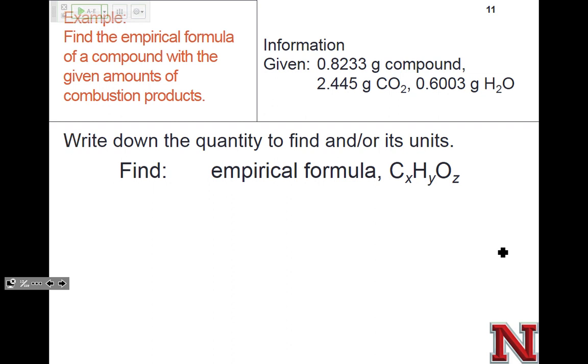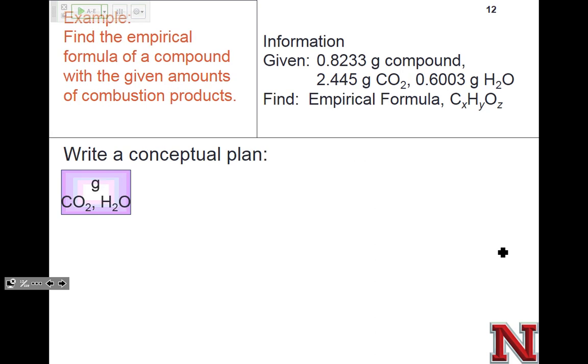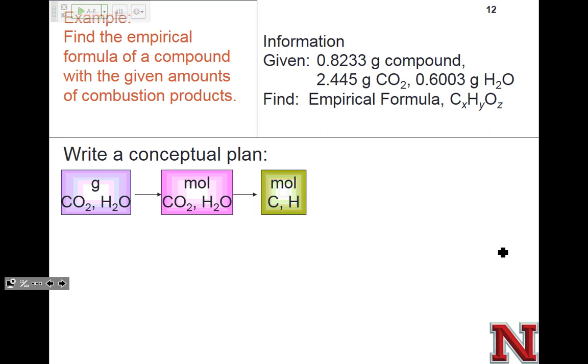So we're looking for our empirical formula. Our conceptual plan: we have our grams of CO2 and our grams of H2O. So we're going to convert that to moles of CO2 and moles of H2O separately. We're going to do those two different conversions. Then we can convert that to moles of carbon and moles of hydrogen because we have our molecular formula of CO2 and of H2O. So we have that relationship. And that's going to be our X and our Y.